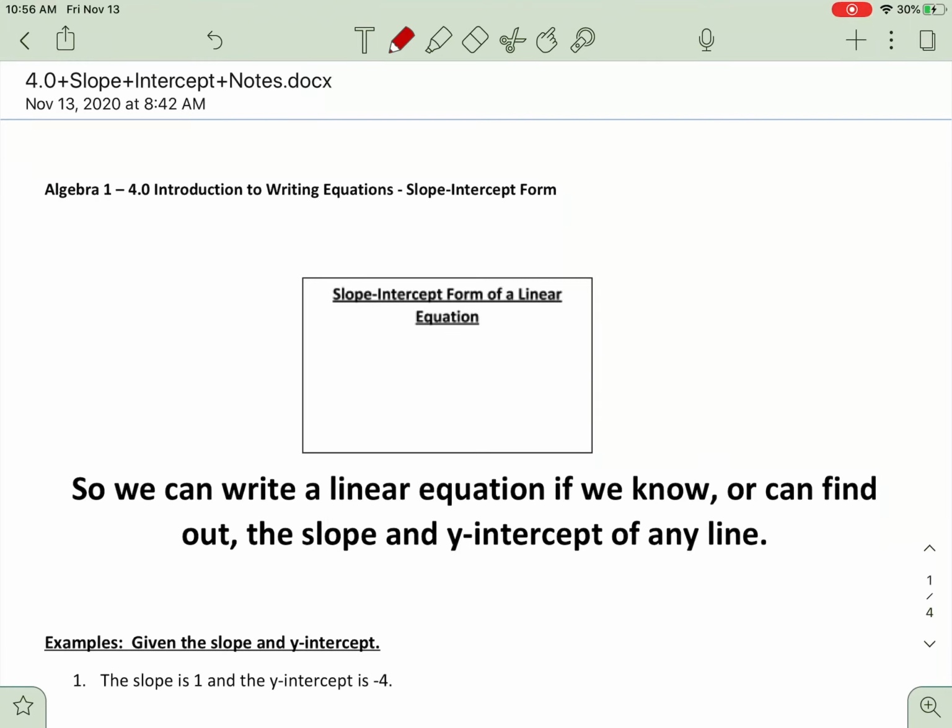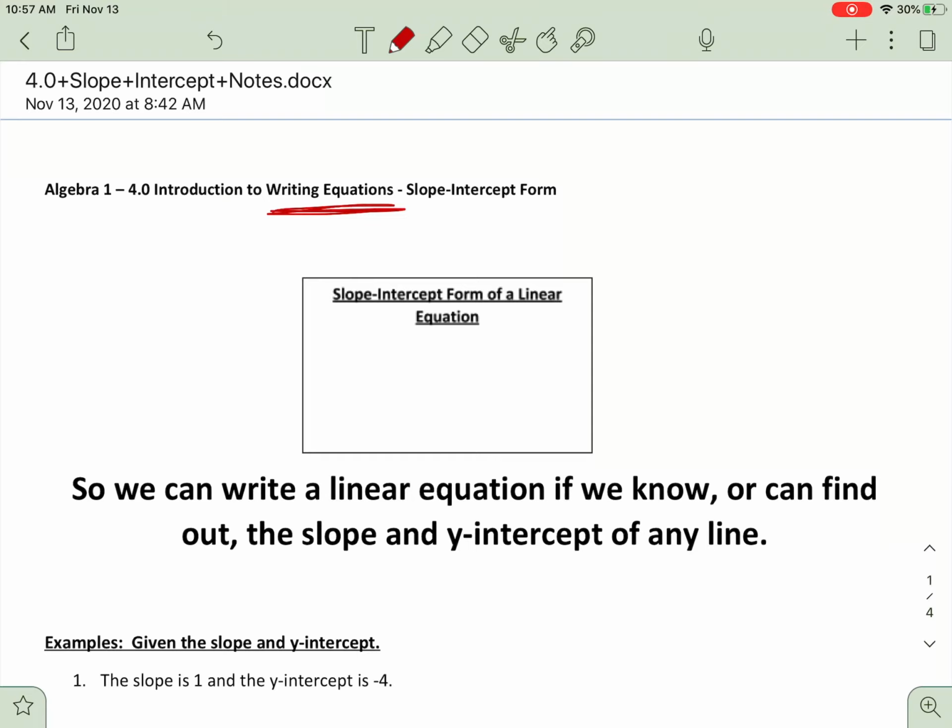Good morning, everybody. So just taking a look at today's notes. We are looking at Introduction to Writing Equations. This is the new unit, Unit 4, and it's all going to be about writing equations. 4.0 is not a section in the iBook, but I felt like it was important to go over this stuff before we get into the other equations.